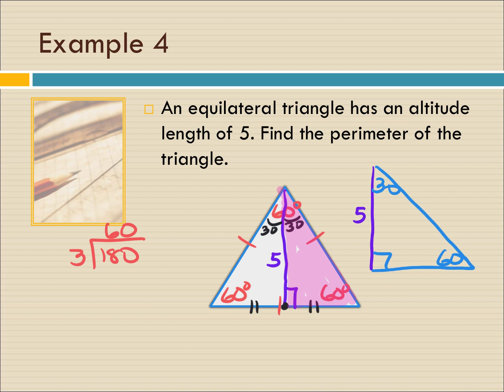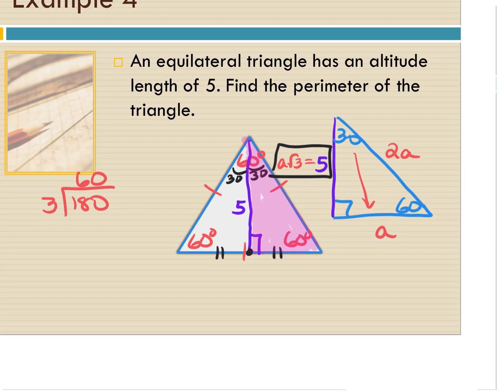This is where I need to memorize the relationship of the sides. So remember, the side across from the 30, this is where A would be located. The side across from the 90, the hypotenuse, is 2 times A. And then the side across from the 60 is A square root 3. This is going to be the algebraic equation that I need to solve to get the value of A. So I'm going to take A times the square root of 3 equals 5, and solve it for A.